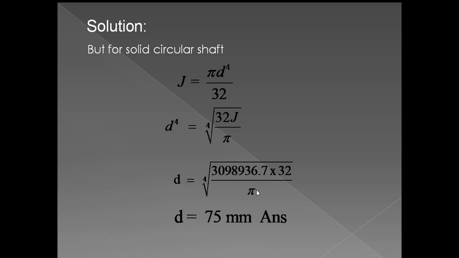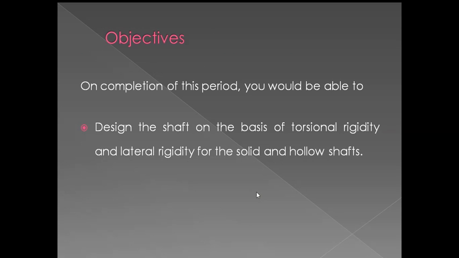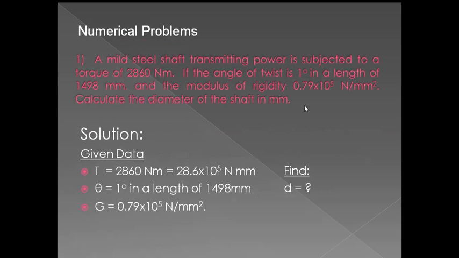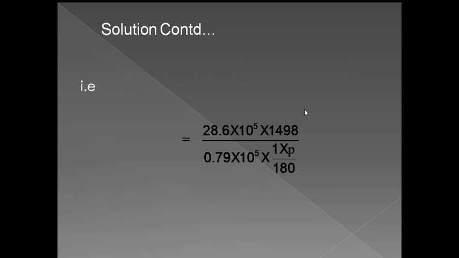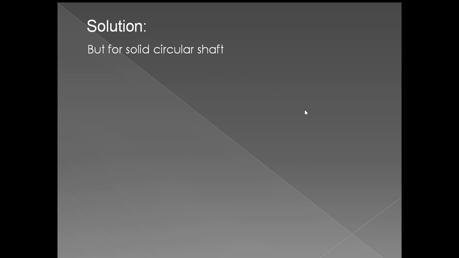So in this problem, the angle of twist is given, that is 1 degree. That's why we designed this problem based on the torsional rigidity. And moreover there is no extra load on the shaft, it has only the angle of twist. So that's why we designed the shaft based on the torsional rigidity.